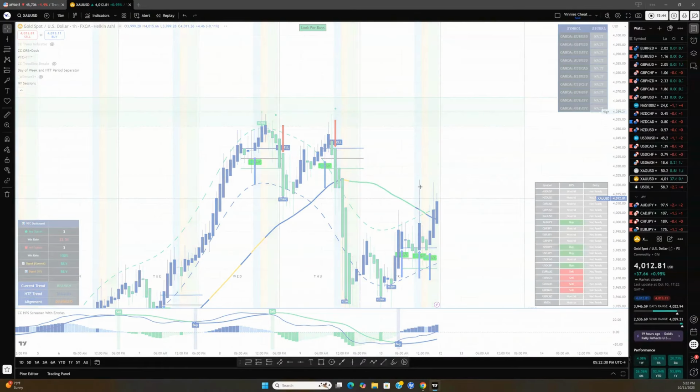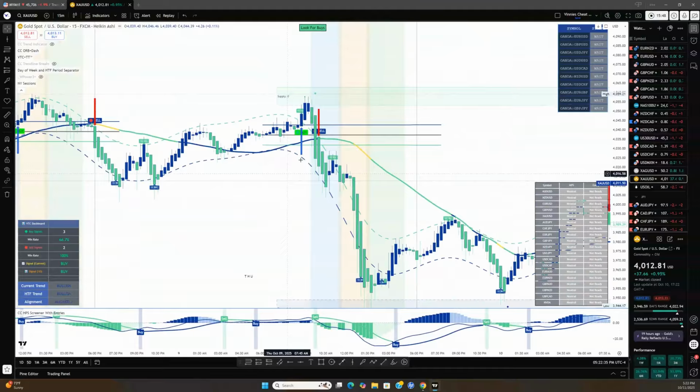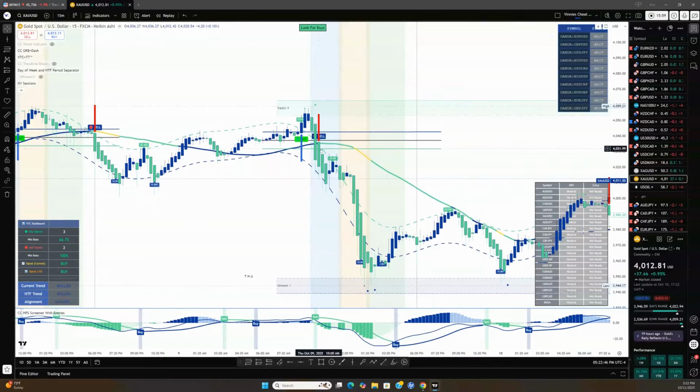Let's go to the 15-minute. That was Thursday. Price closed below the 47 moving average, and then price sold off for the morning and the afternoon session here on gold. Okay, that was a huge winning trade you could have taken on the breakout.